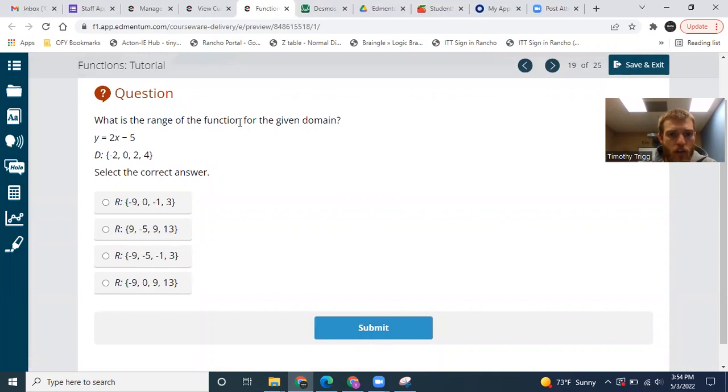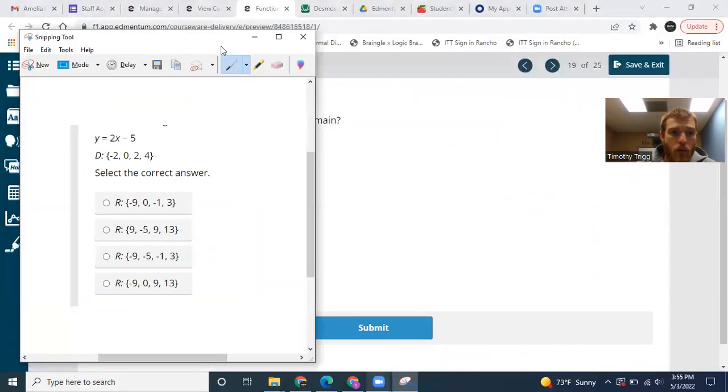What is the range of this function given the domain? So here they're giving us a domain. These tell us the inputs, in other words, the x coordinates. So for this, we have these various inputs, -2, 0, 2, and 4. And we're going to plug each of these into the function to find the resulting outputs. So let's go ahead and do that.